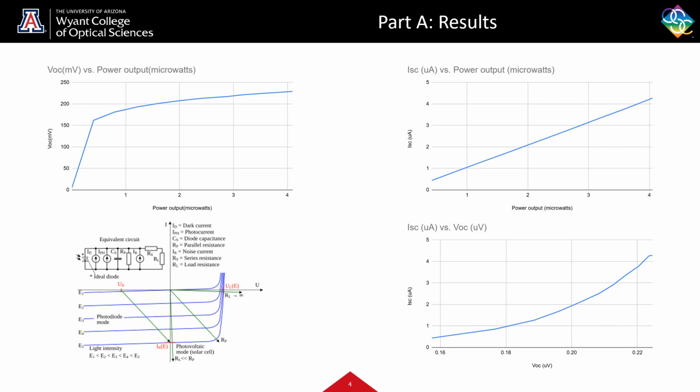In the first graph, we can see VOC versus power. It increases sharply at the beginning and then levels off. For ISC, we see that it's a pretty linear graph. And then on the bottom left, we see a standard photodiode curve where you can see an inflection point. And then for our ISC versus VOC curve, we can see that we get a similar inflection point. However, it's less steep than we expected it to be.